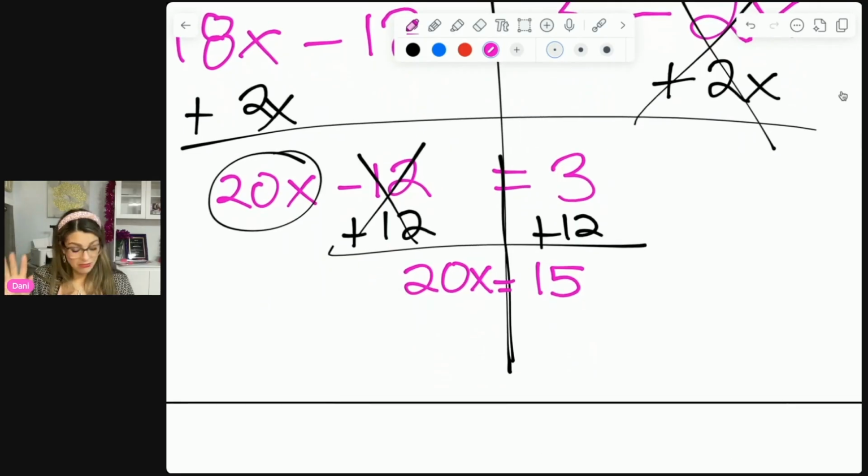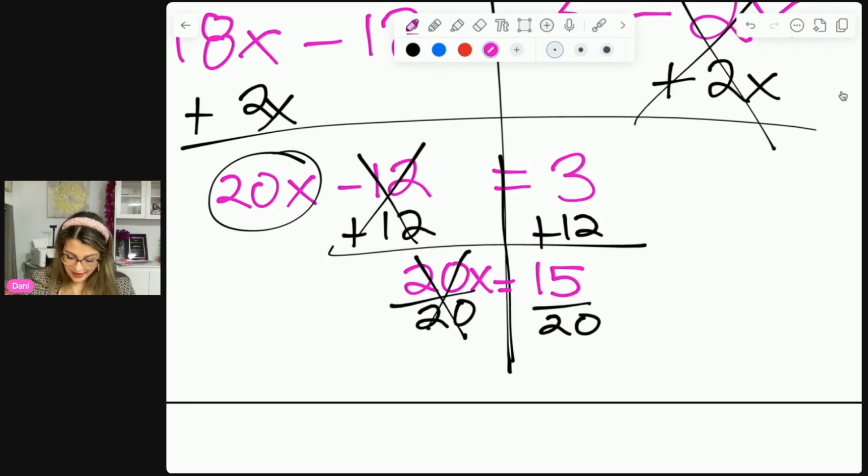Now again, fractional answer. It's going to be okay because we are going to divide each side by 20. And anytime I have a fraction that can simplify, I will. And this one happens to be not improper. So 15 over 20. There's two ways we can simplify this, with or without the calculator.